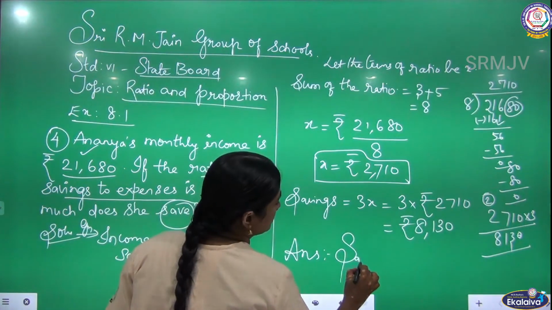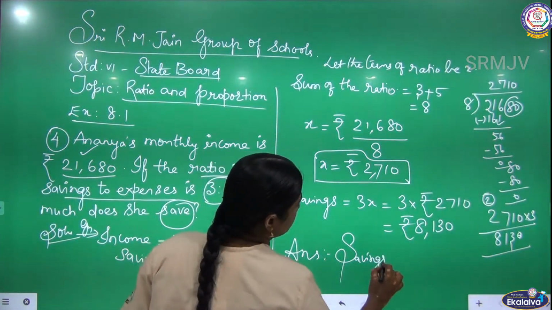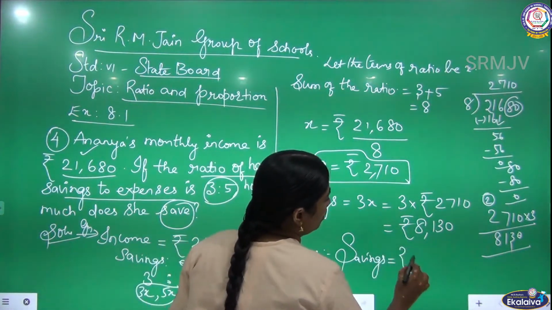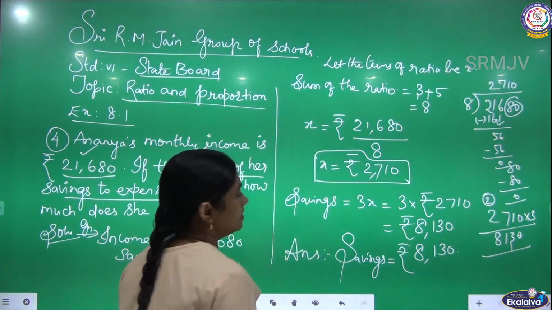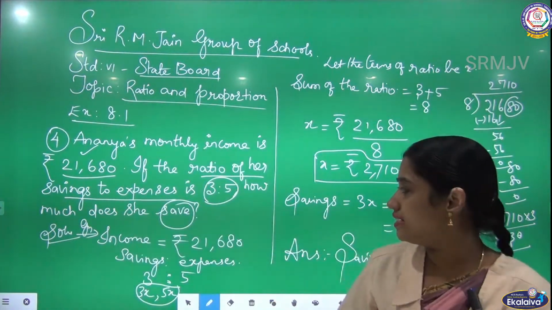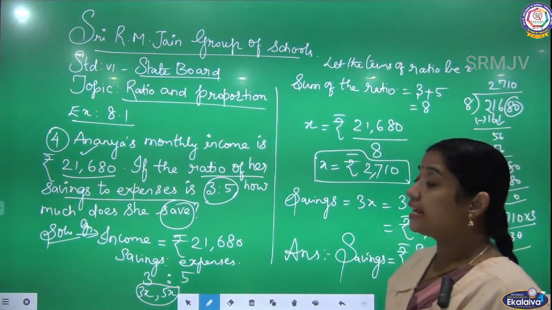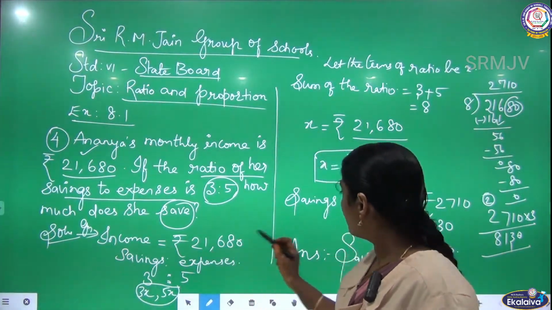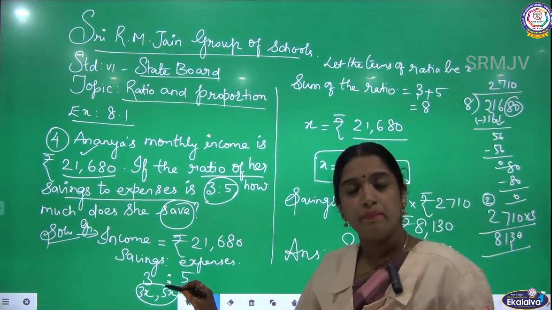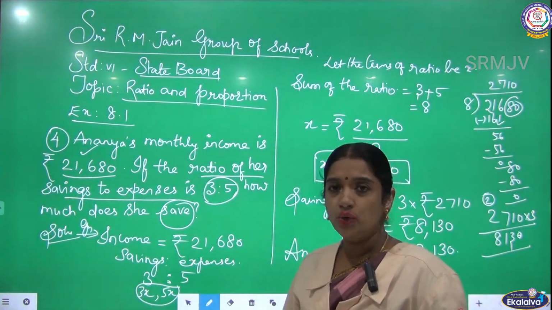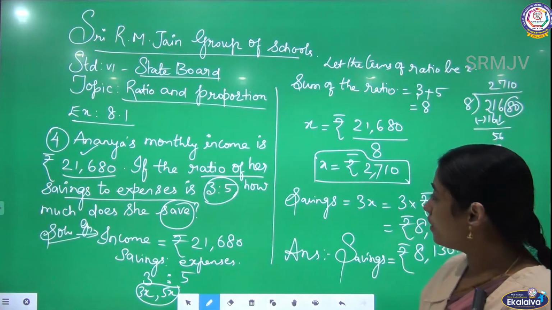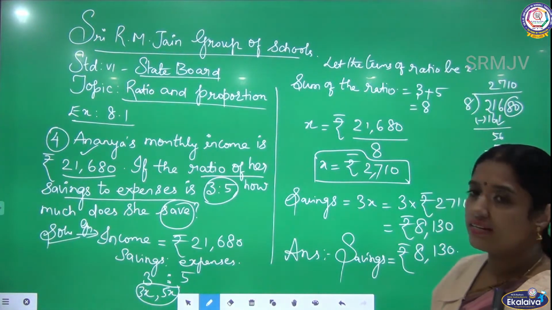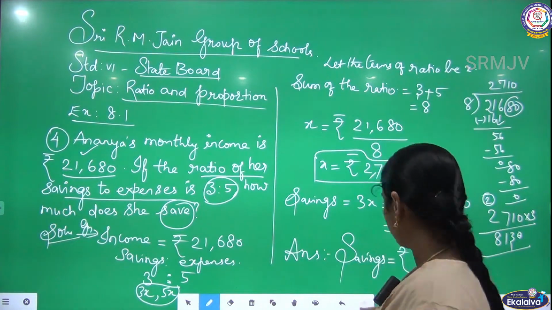Now finally write the answer. Savings is equal to rupees 8,130. Can you clear this, children? If they are asking for the expense, just take the x you got and multiply by 5, then you can get the expense amount. Okay, can you clear this, children? Shall I move on to the next sum?